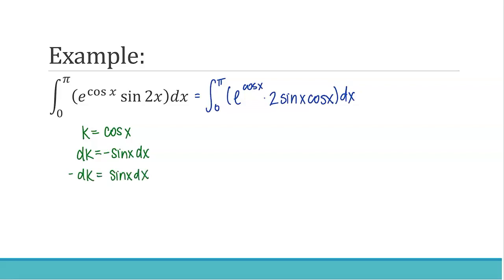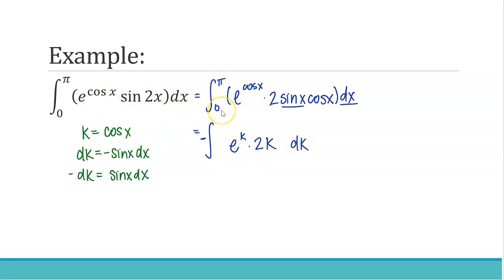So this problem is going to become the integral from, I'm going to ignore the limits of integration for the time being, it's going to become e to the k, sorry about that. Anywhere there was a cosine, I'm going to put a k, and then we have a 2 there. The sine x dx becomes negative dk, so let's put the negative in the front and the dk in the back. So I replace sine x dx, and then cosine x again was k. So here's what we have. We have negative the integral of e to the k 2k dk.